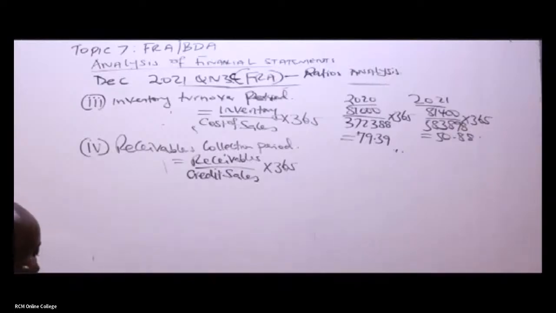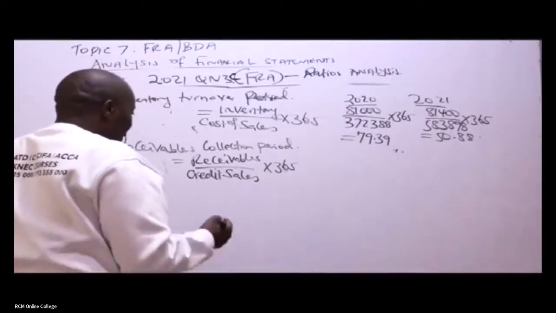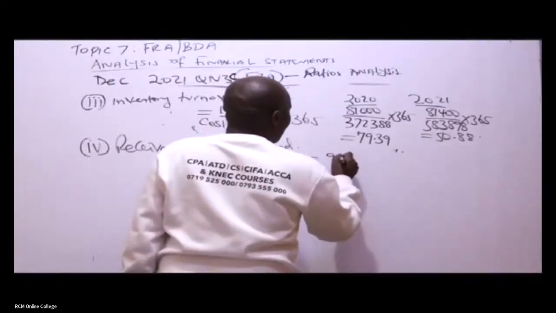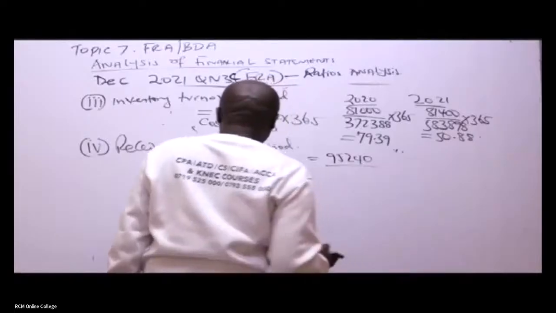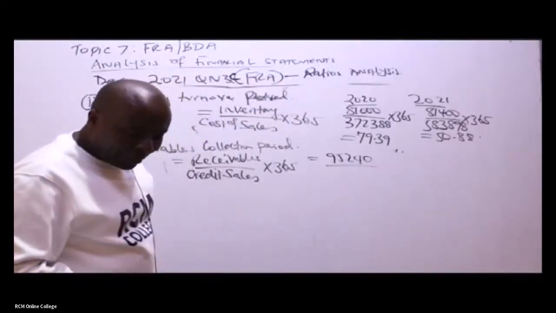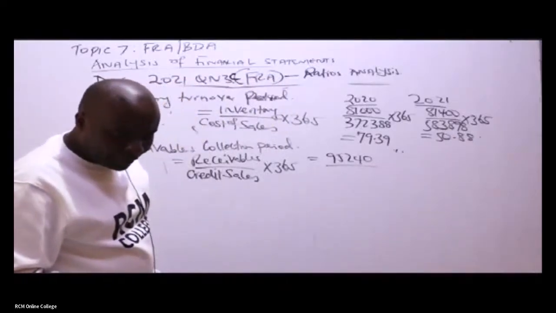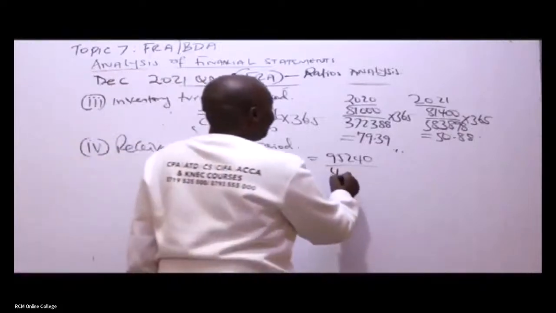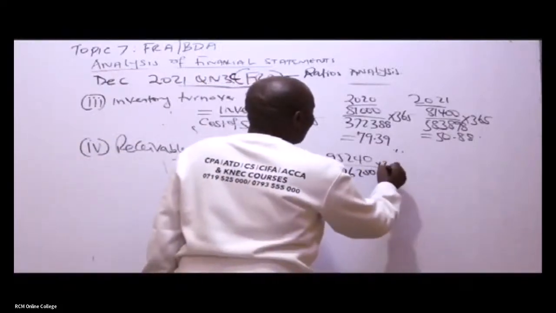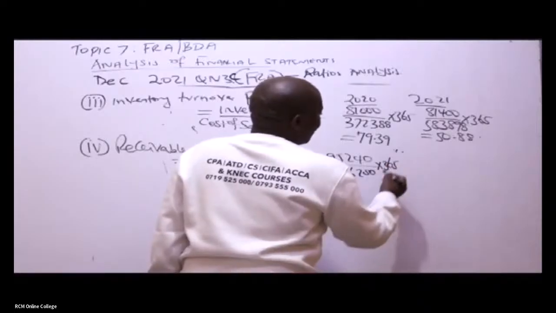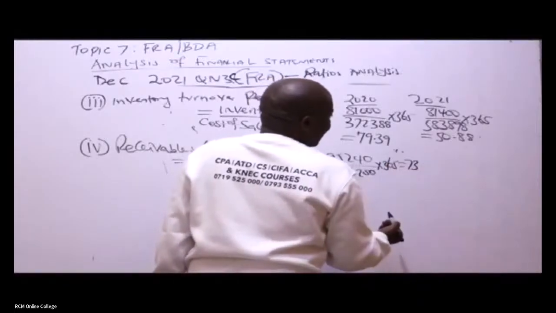Great. So remember, in terms of receivable days or receivable collection period, you take the receivables. I can see there in 2021, we had 95,240, divided by the entire sales, which happens to be on credit, 476,200, times 365. So this will end up giving us 73 days.